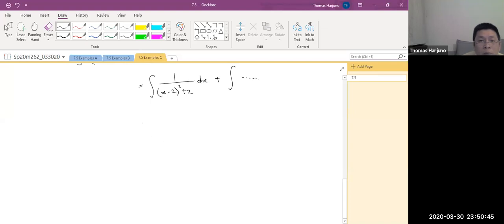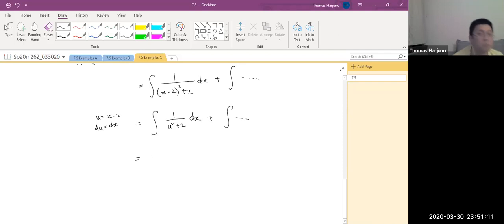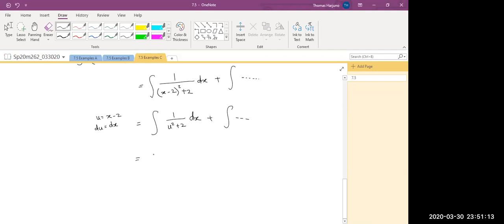Then this will be the integral of, if you do u substitution, u equals x minus 2. So du equals dx, right? So that will be 1 over u squared plus 2 dx. Don't forget the plus blah blah blah that I need to continue later on. This is equal to, if anybody remembers, 1 over radical 2 inverse tangent of x minus 2 over radical 2.